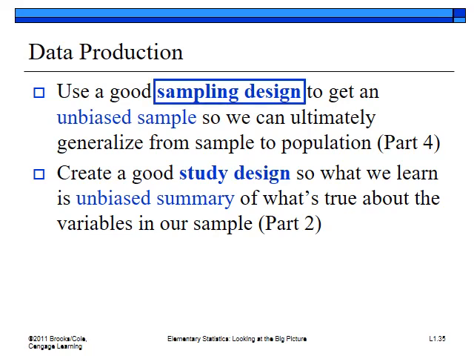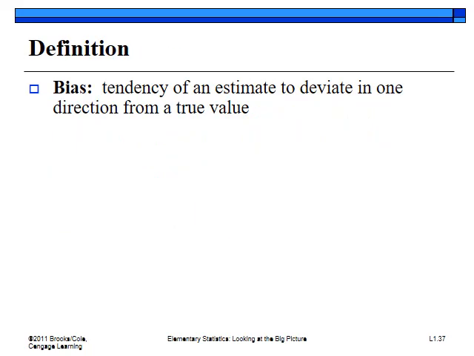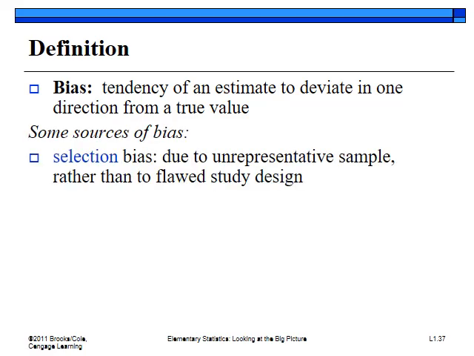Let's talk about what makes a sample design a good one. First, some definitions. The first is bias. Bias is the tendency of an estimate to deviate in one direction from a true value. There are lots of different kinds of bias, so let's talk about those. The first kind of bias we may run into is called selection bias. Selection bias occurs because we have an unrepresentative sample for some reason. The study design might be good, but the sample design is not.